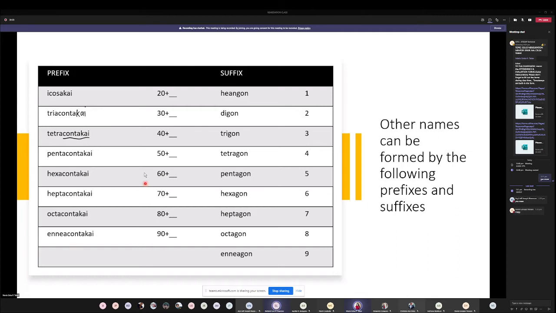And then you will put another term which will be added to the numbers here. So let's say for trigon, it means 3. If you have, let's say, a 23-sided polygon, then it's icosakai, and then you have to put the suffix. Okay, very good. So that's trigon. It's called icosakai trigon.